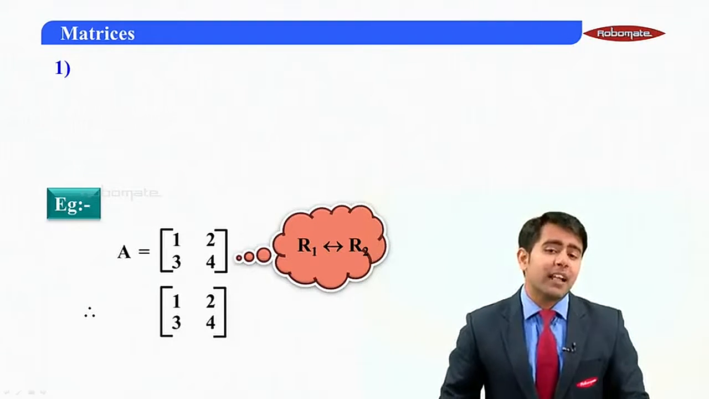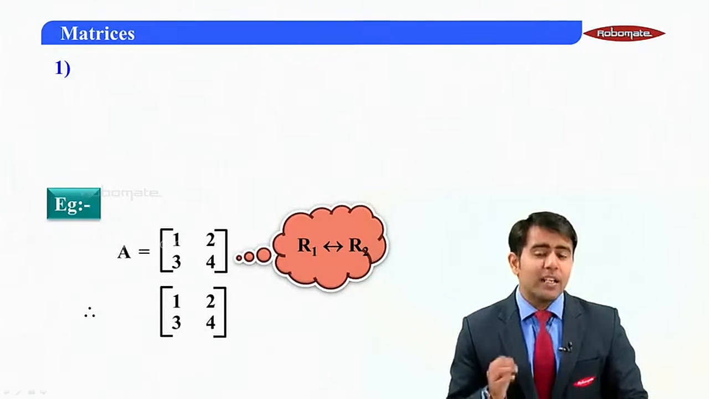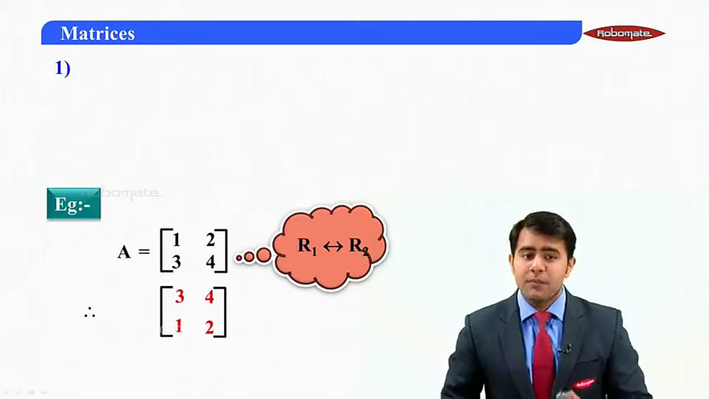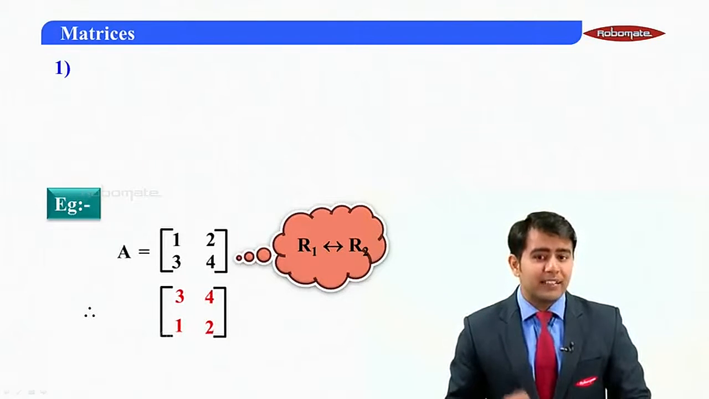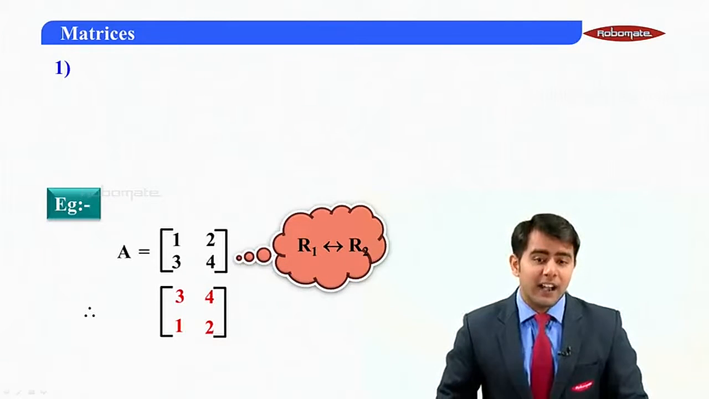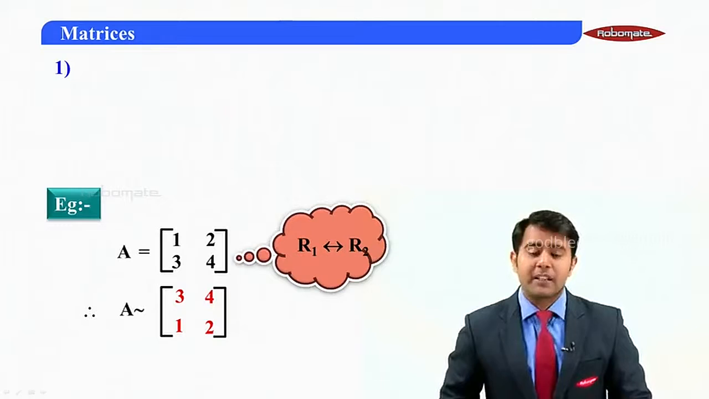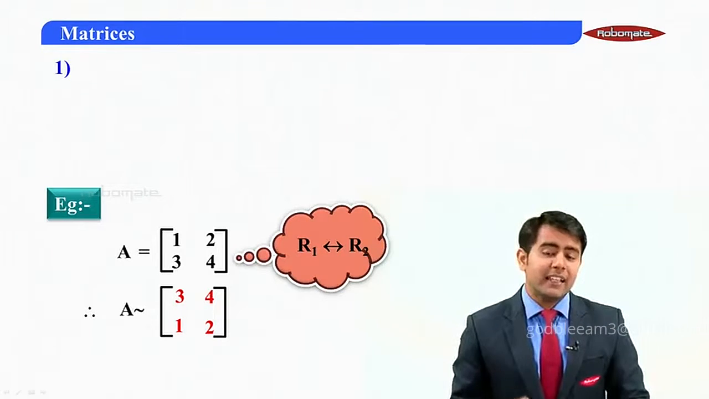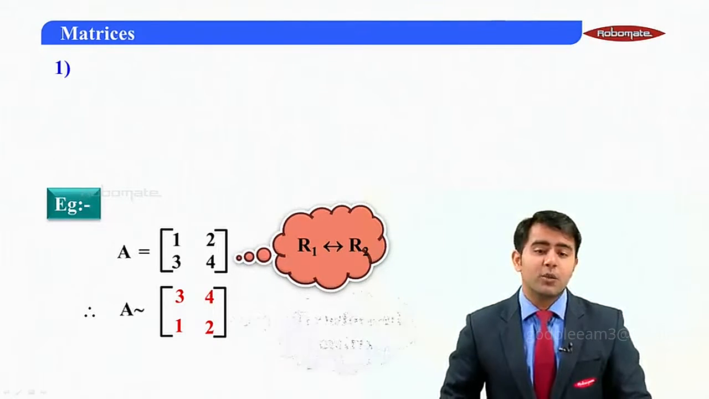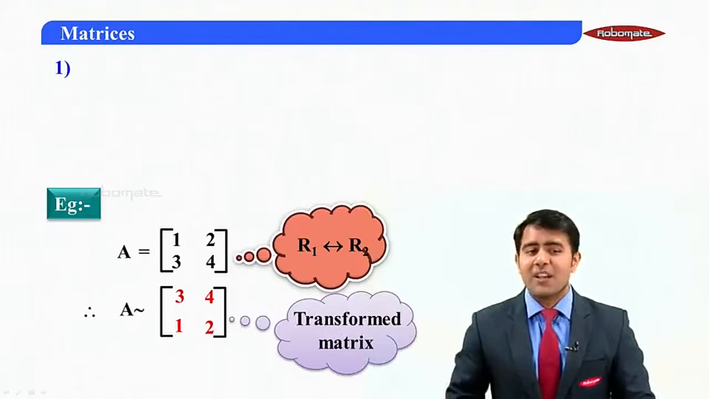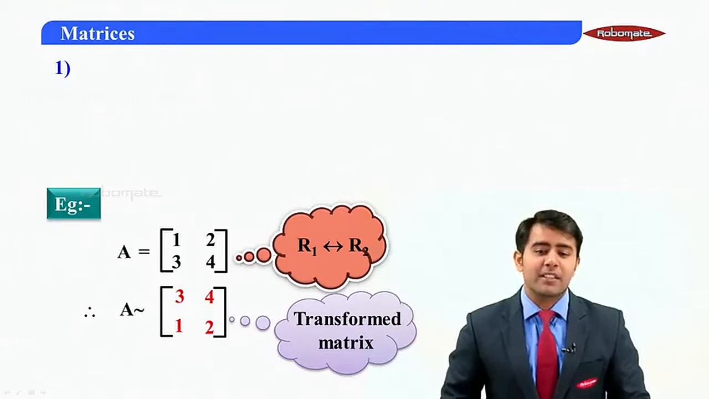And as I apply this operation, that is R1 interchanged with R2, the elements get swapped. That means now the previous R2 is now R1. So this is the value of the transformed matrix. So I denote it as A is similar to 3, 4, 1, 2. And this matrix is now called the transformed matrix.